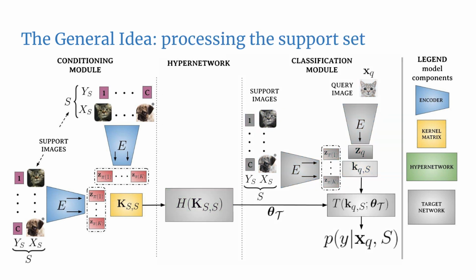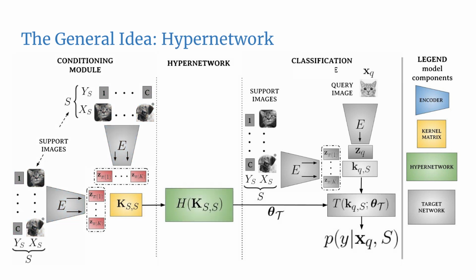To solve task T, we first process the support examples through convolutional encoder E and generate kernel K_SS. Next, hypernetwork H transforms K_SS into the weights of target network T. Network T classifies a query example Q based on the value of kernel K_QS between it and the support set.